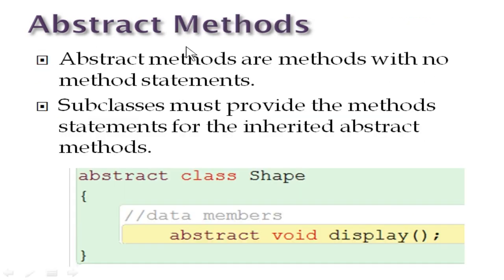Now you are going to see what an abstract method is. Abstract methods are methods with no method statement. That means you cannot have a body for this method. To create it, you use the abstract keyword, then the method, and complete it with a semicolon. That means you cannot have a body here. The body can be created in the subclasses. That means it is an incomplete class. Now you can go to the subclasses, inherit the abstract class, and then complete this display method. So we are going to see how to do that.